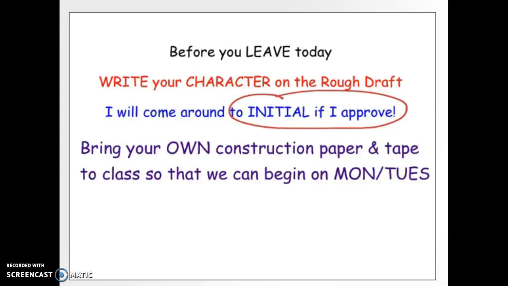So please be appropriate. You can pick characters from movies. This is more animated characters. I'll accept like Bart Simpson. I'm okay with Stewie. I don't want no South Park people. So keep it appropriate. Yeah, so what that means is on Monday or Tuesday, if you're B-Day, you need to bring your own construction paper and tape so that we can actually begin working or creating it on Monday and Tuesday.